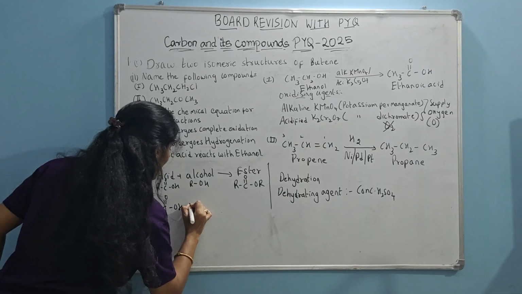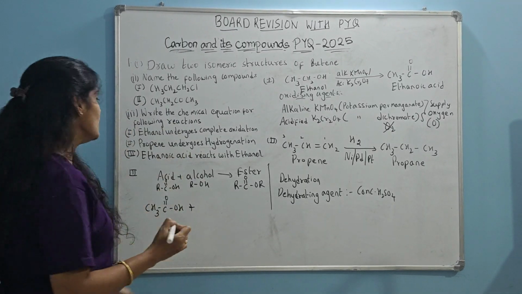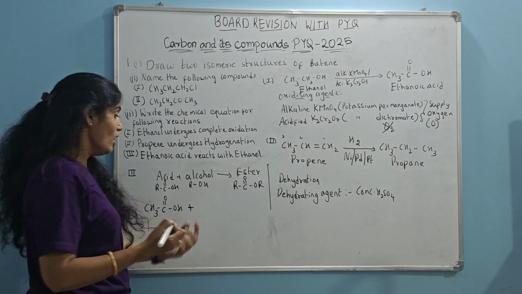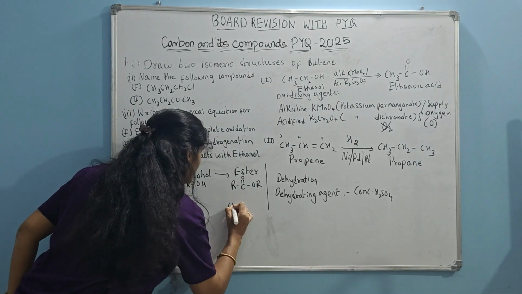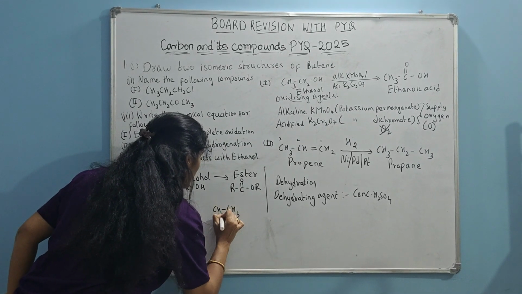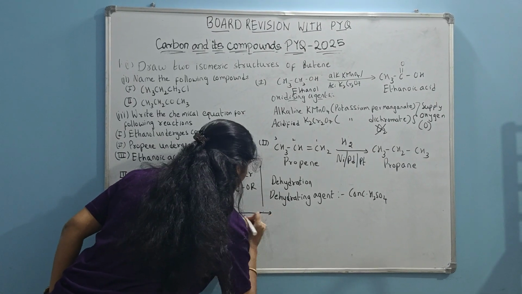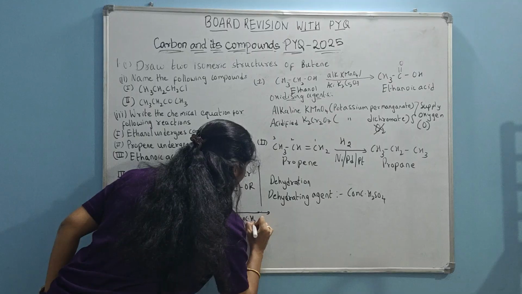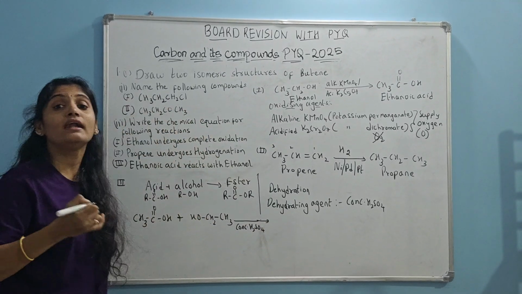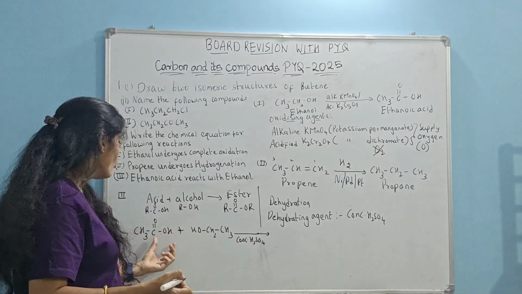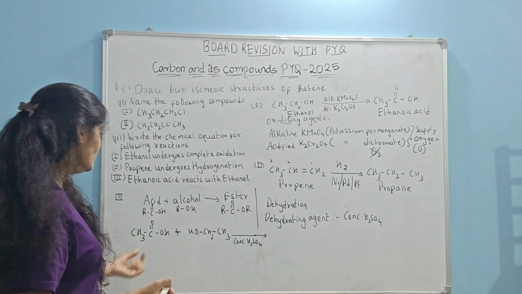CH3COOH, plus alcohol. Which alcohol is he asking me to take? Ethanol. Okay, ethanol. Now I will write ethanol in this way for convenience, so that I can show you removal of water very easily. Now what should I do? I told you I have to do this in the condition of concentrated H2SO4, which is acting as a dehydrating agent, meaning it will help me to remove water from acid and alcohol.